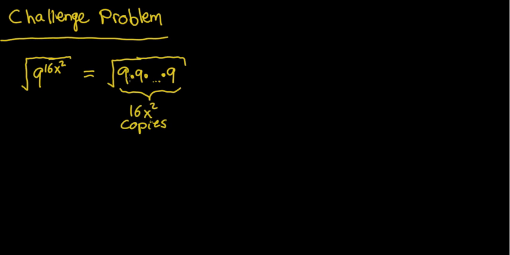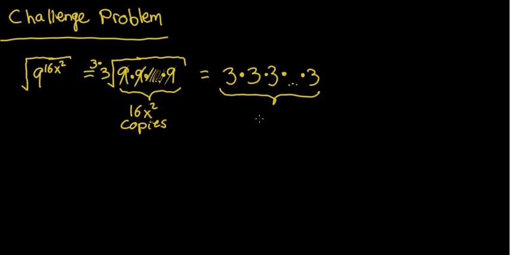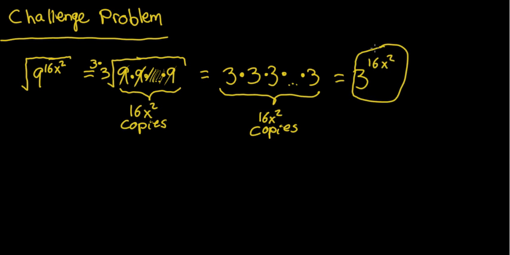Well, since the 9's are inside the square root, we can take a 9 out and make it a 3. And we can take another 9 out and make it a 3. And we can do that for every 9 in between until we have 3 times 3 times 3. And we just keep going until we have 16x squared copies of 3. But since we have a whole bunch of 3's multiplied together, that's the same thing as 3 to the 16x squared. So that is our final answer.